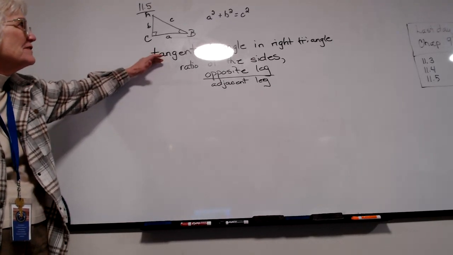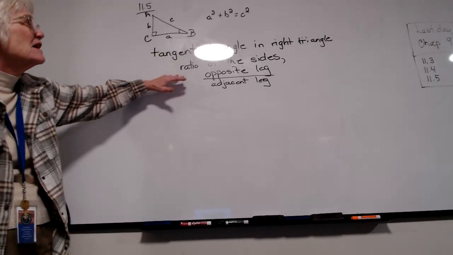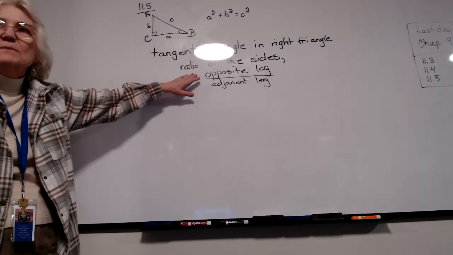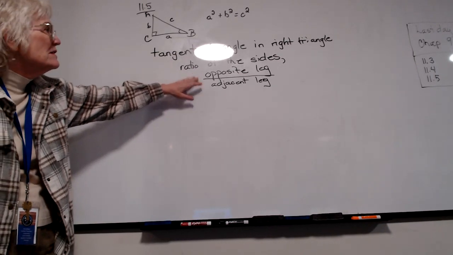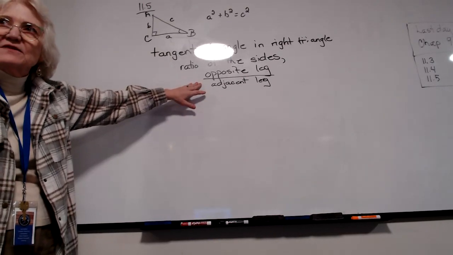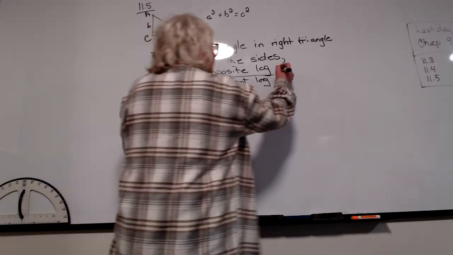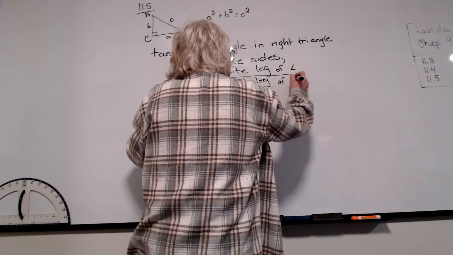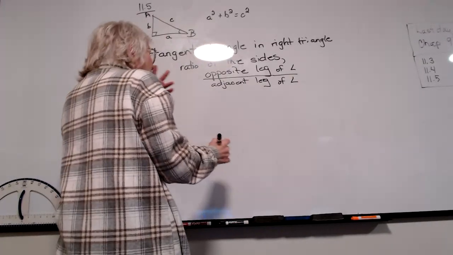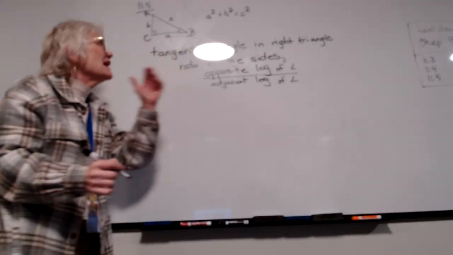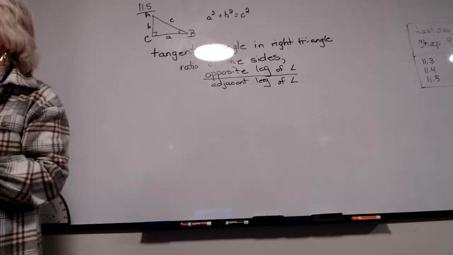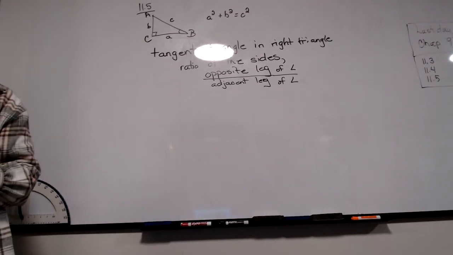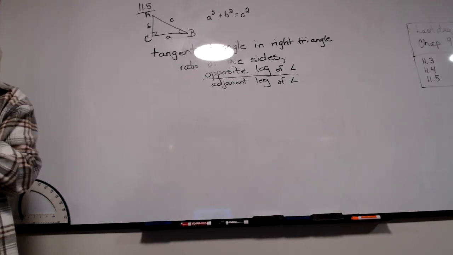So the tangent of the angle is a ratio of the sides, specifically the opposite leg from the angle and the adjacent leg of the angle, I should say of angle. And that's what you get when you put in the tangent. So you're getting that ratio if you plug that into your calculator.